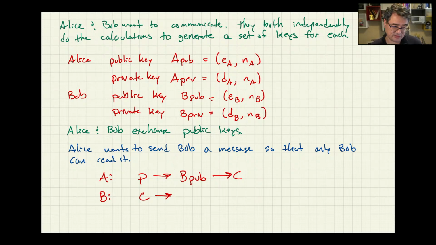Can you figure that one out? Right, his private key. So Bob's private key would be used to decrypt the message and obtain the plaintext back.